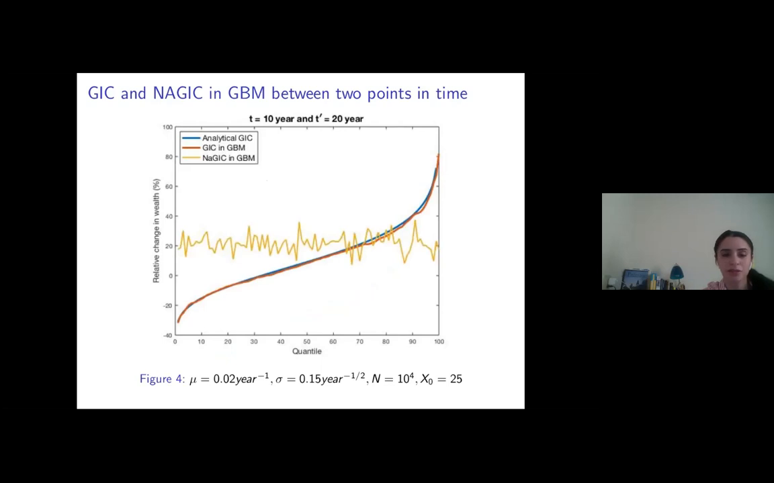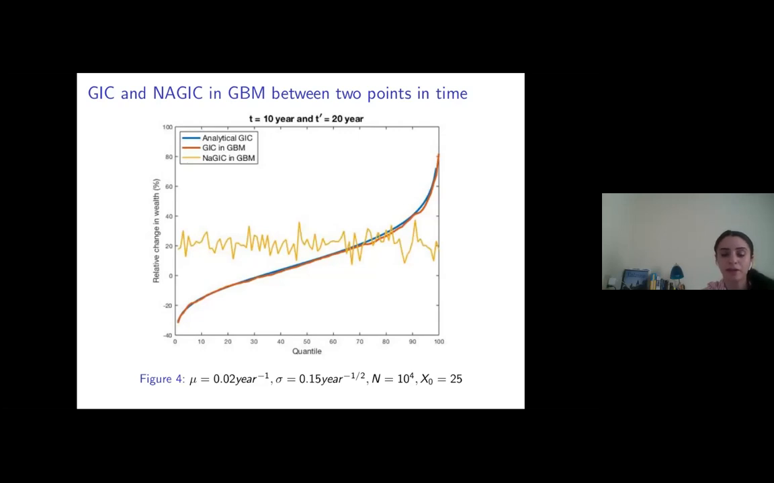Now let's look at the numerical results that we have obtained in the GBM. Here we would like to present the anonymous growth incidence curve and the non-anonymous growth incidence curve between two points in time. First of all, let's look at the blue line and the orange line. The blue one is the analytical GIC that we just obtained in the previous slide, and the orange one is the GIC in GBM that we got from the simulation that we have done. As you can see, the analytical GIC and the numerical GIC pretty closely coincide, which means the theoretical and empirical results are in line with each other.